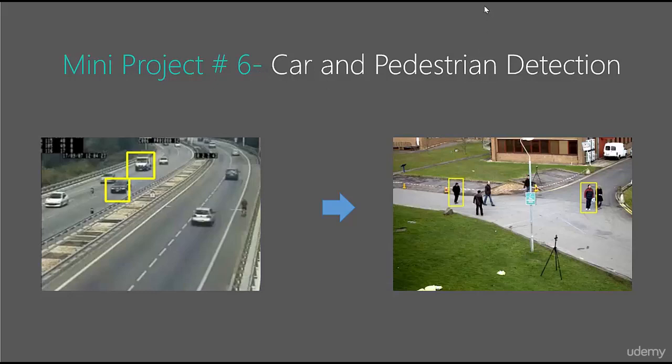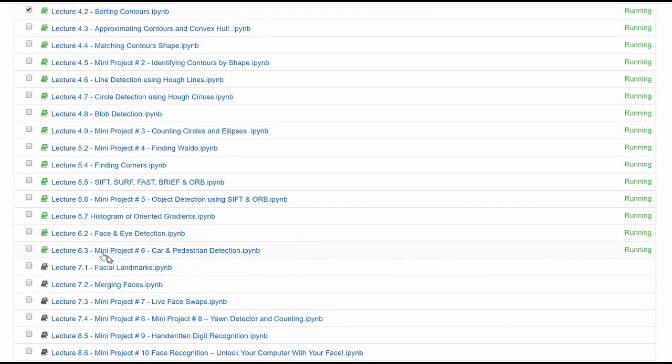Alright, so let's start our sixth mini project, which is on car and pedestrian detection. So let's take a look at the code and see how we implement this. Alright, so let's go ahead and open our sixth mini project. That's lecture 6.3.